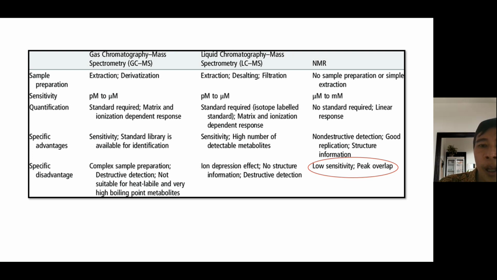And what's the problem with nuclear magnetic resonance? Even though you don't need to extract your samples and can directly deploy the analysis on your samples, unfortunately, it has quite low sensitivity, and your result may depict overlapping peaks, and therefore it will confuse you in determining the particular identity of a metabolite.